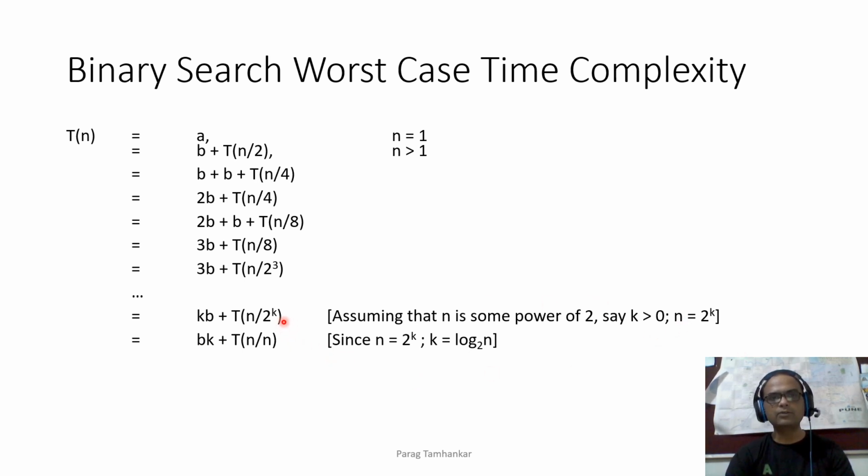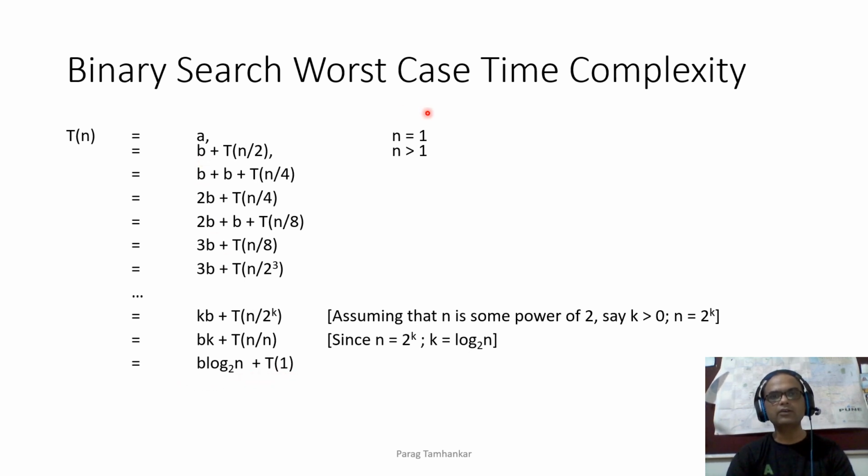We substitute 2 raised to k with n over here. So T of n by n. Now n by n is 1, right? And we know that if n is equal to 2 raised to k, then k is log n to the base 2. So we are going to substitute the value of k as log n over here, and n by n will become 1. So b log n to the base 2 plus T of 1.